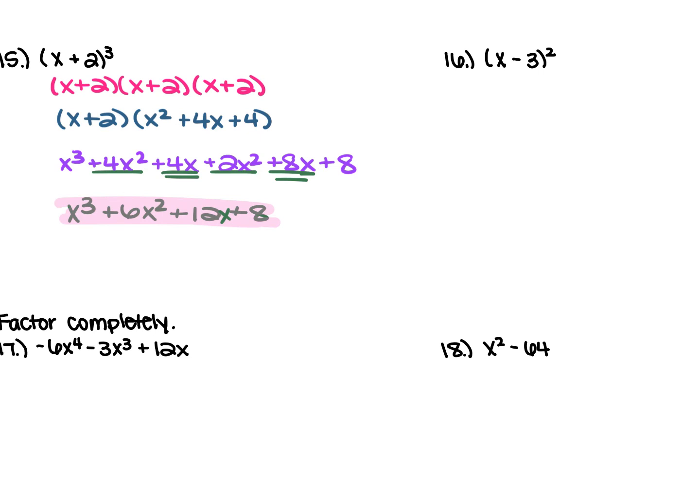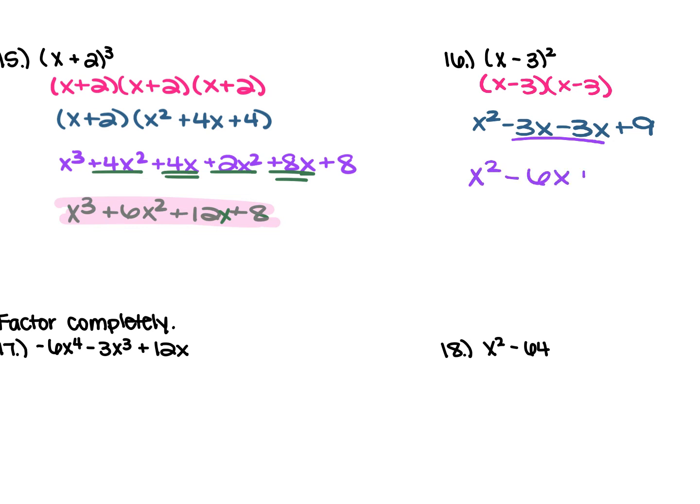For number 16, we have x minus 3 squared. So either you can use your formula or you can expand this and multiply it out. If you expand it, it's going to give you x minus 3 times x minus 3. So FOIL it. X times x is x squared. X times negative 3 is negative 3x. Negative 3 times x is negative 3x. And negative 3 times negative 3 is a positive 9. Combine your like terms, and that gives you x squared minus 6x plus 9.